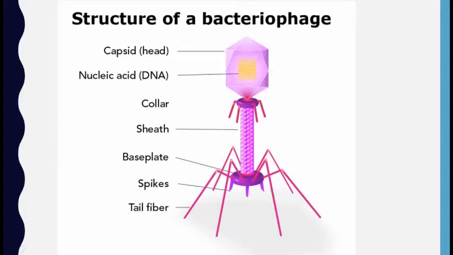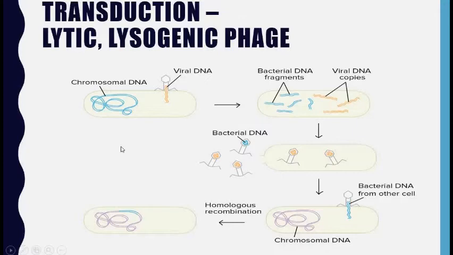So, ano bang nangyayari sa transduction? Kapag itong si bacteriophage ay kumapit sa isang bacterium, ito yung ating bacterium, so, yung spikes niya tutusok dito sa membrane ng bacterium. Pag nakatusok na yung spikes niya, yung viral DNA niya will pass through the sheath at i-release niya yon sa loob ng ating bacterium. So, we have here already the bacterial DNA fragments and meron na ding viral DNA copies. So, anong mangyayari doon? Doon sa loob magre-reproduce ang bacteriophage. So, dadami ng dadami yung bacteriophage sa loob ng bacterium.